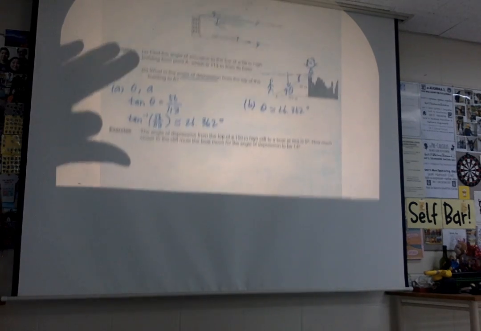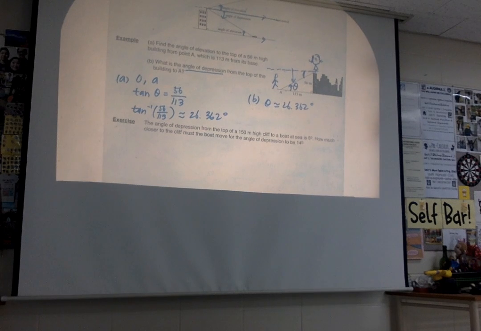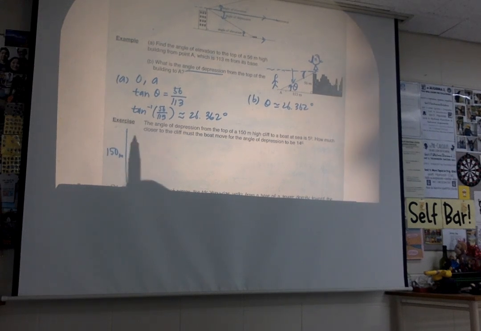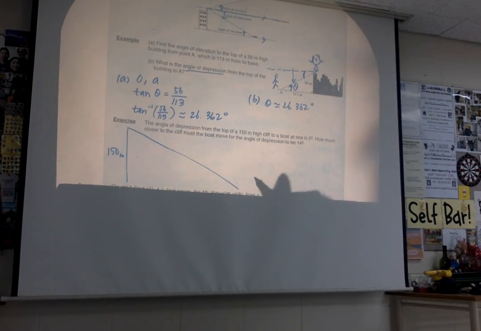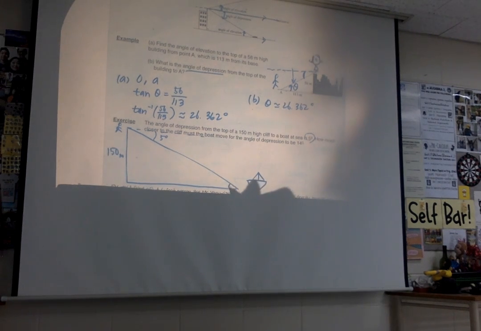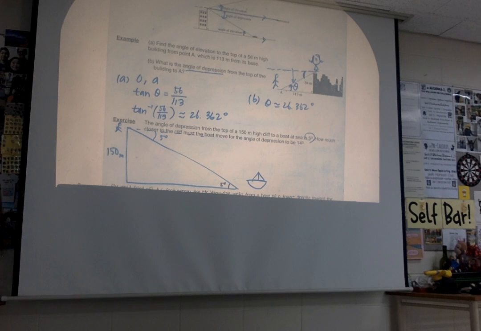Angle of depression from the top of a cliff. This one's a little bit more difficult. Always draw a picture. You have a cliff, 150 meters tall, and you see a boat on the sea. What is the angle of depression? It says here it's 5 degrees. So you're looking at me from this boat, and the angle of depression is 5 degrees. Well, if that's 5 degrees, what's this angle here? That's also 5 degrees. Just keep that in mind.